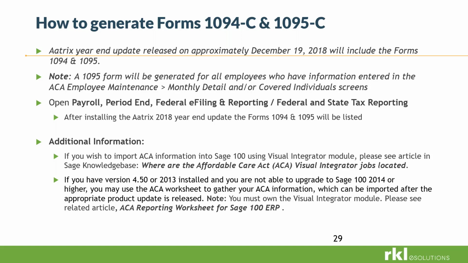Now, if you're on a low version, meaning less than 2014 of Sage 100, obviously you won't be able to make use of these tools, but you will be able to make use of the Affordable Care Act worksheet to gather your Affordable Care Act information. That can then be used as a tool to import into Sage 100 after you have updated to the necessary version and product update. And again, that does require the Visual Integrator module in order to import.